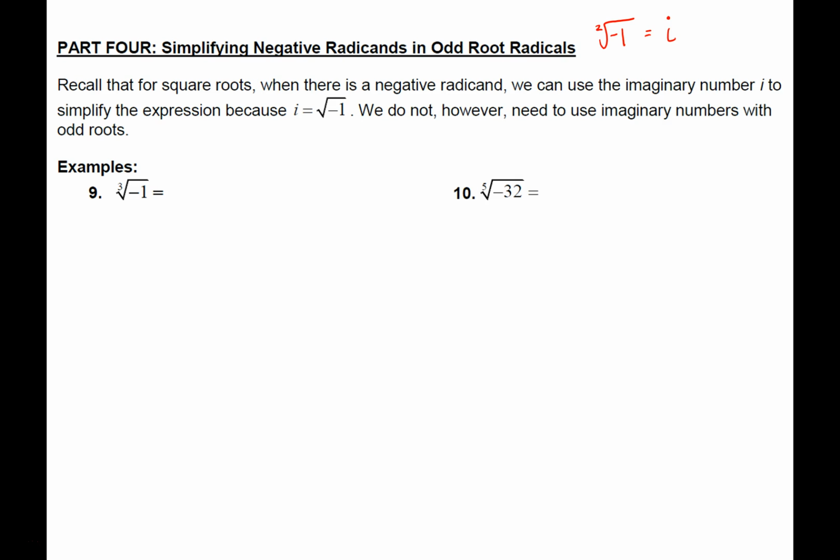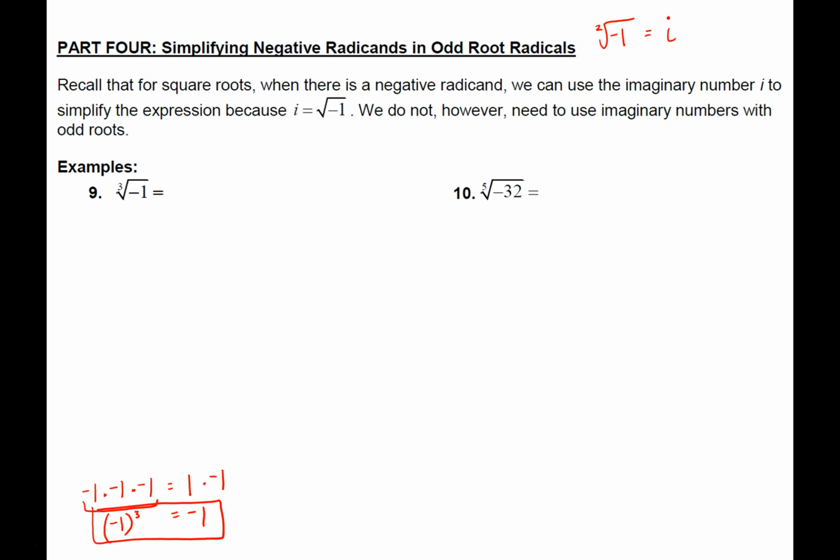Now, when we have odd radicals or odd root radicals like the cube root, let's think about this for just a second. If I did -1 times -1 times -1, because that's a triplet of -1s. Well, -1 times -1 is +1. And then when I multiply those together, I get -1 again. So that means that -1 to the 3rd power is equal to the same thing, -1.